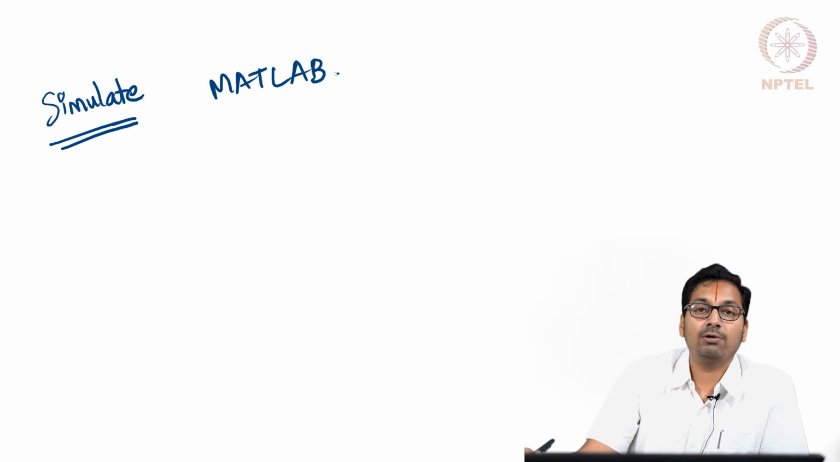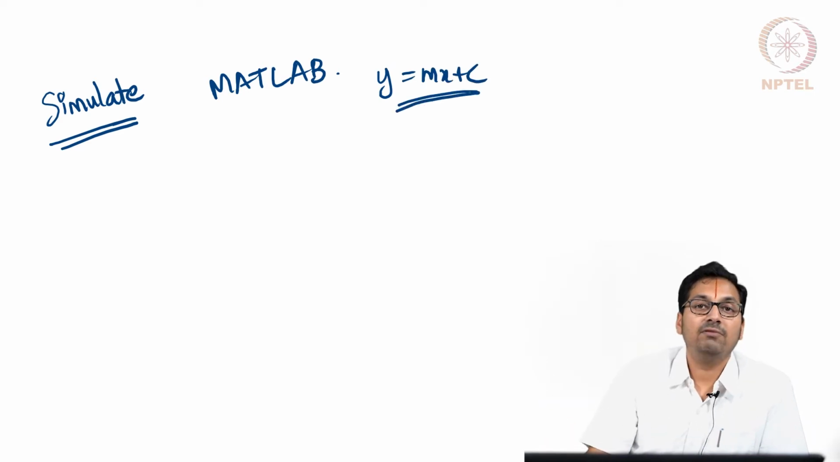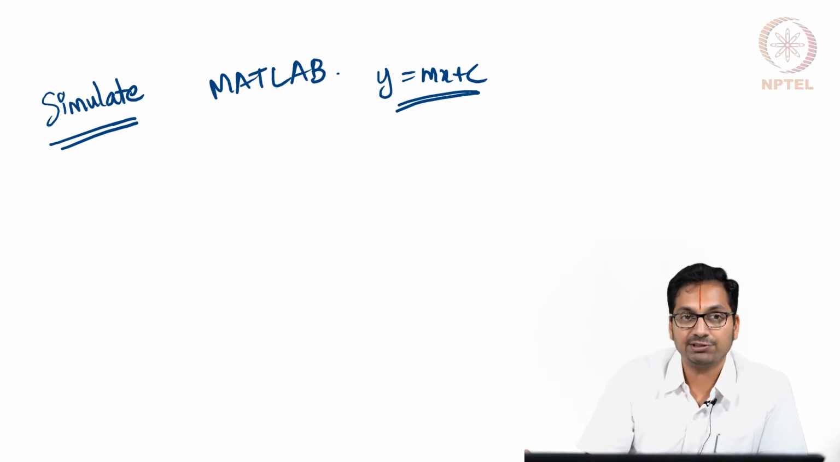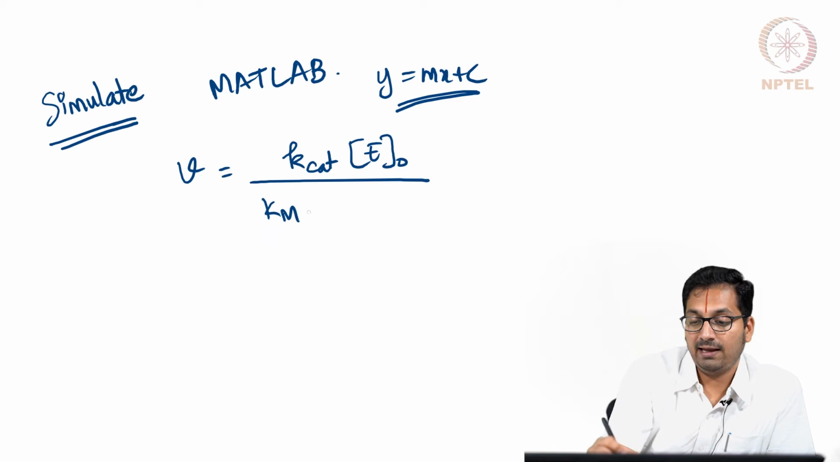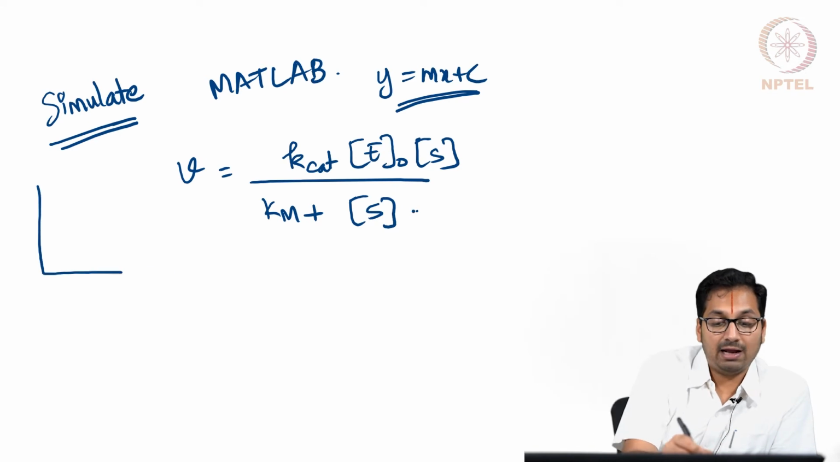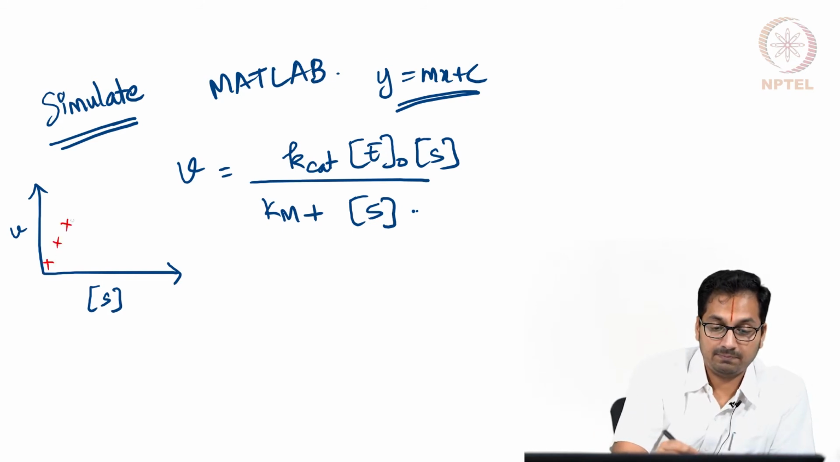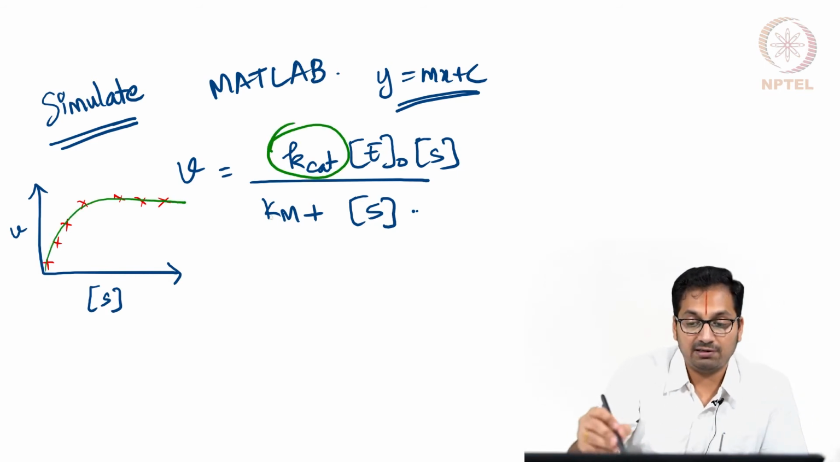Using MATLAB, we were able to understand once again how to simulate linear curves first, which go y equal to mx plus c. After having done that, we embarked on functions that are even more complicated than that. During this time, I introduced you to the Michaelis-Menten equation, where the velocity of the reaction goes as k cat times E naught times S, divided by Km plus S. So this is one of the equations that we were able to understand by plotting and simulating, where you had a plot of the velocity of the reaction as a function of substrate concentration.